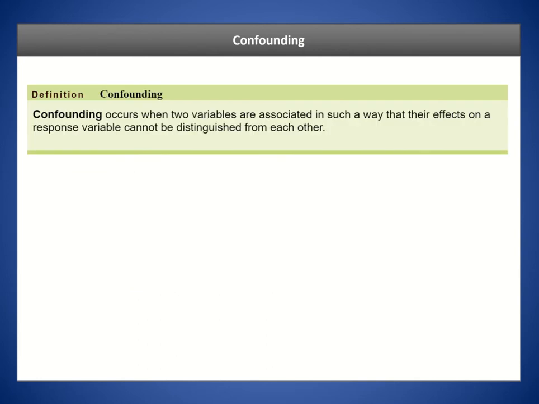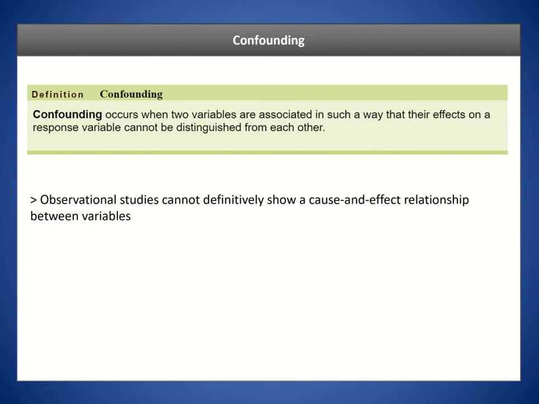Confounding occurs when two variables are associated in such a way that their effects on a response variable cannot be distinguished from each other. For instance, like we mentioned earlier, time was a confounding variable. It's something that throws off the whole dynamic of trying to indicate cause and effect. So there's a relationship there, but there's no cause and effect because of these confounding variables that are interfering. Observational studies cannot definitively show a cause and effect. Remember that they can demonstrate whether there's a correlation, but not necessarily a cause and effect because of this whole confounding principle.